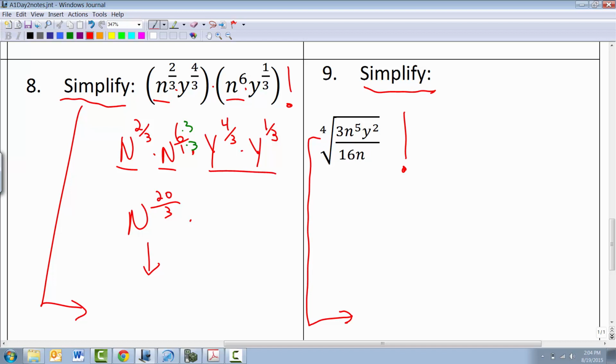And then these y's are actually all set up. Y to the 5/3 because there already is a common denominator. So for those simplify directions, just leave it. I know we could do a lot more with this, but just leave it alone in this section.